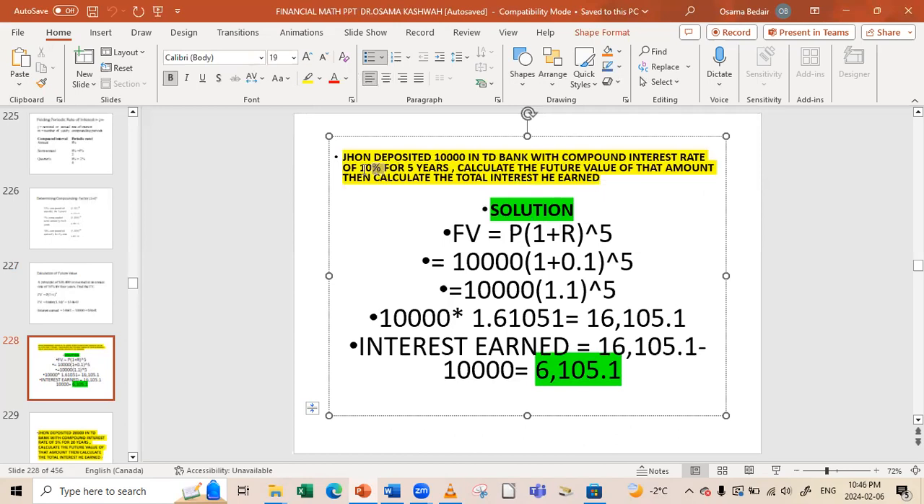The rate of interest is 10%, and 1 is constant in this equation, then we will multiply it this way: 10,000 times 1.1 power 5. That will give me this amount, 16,105.1. Then interest earned will equal the sum minus the principal, which is 10,000. That will give me this amount at the end of the period.